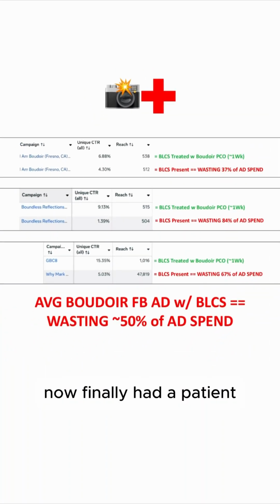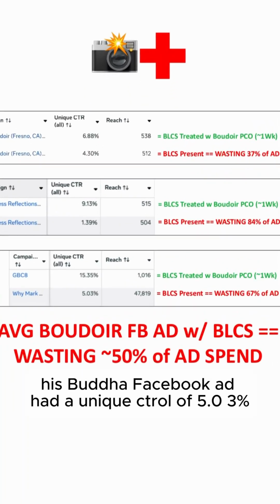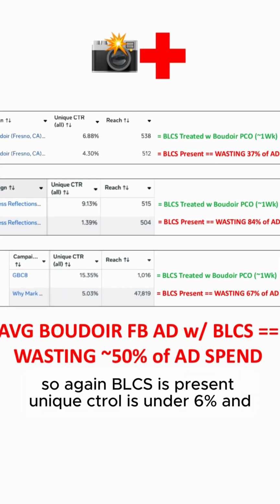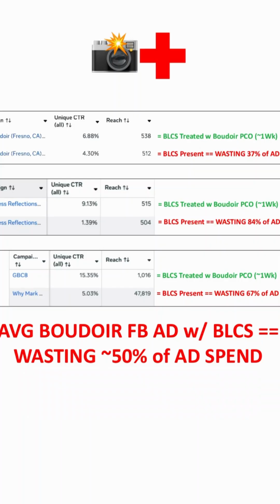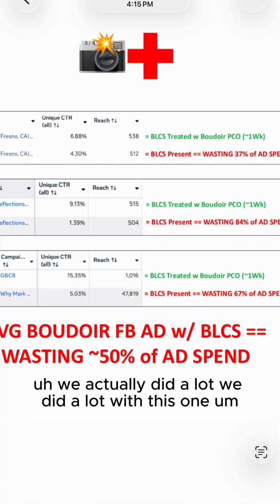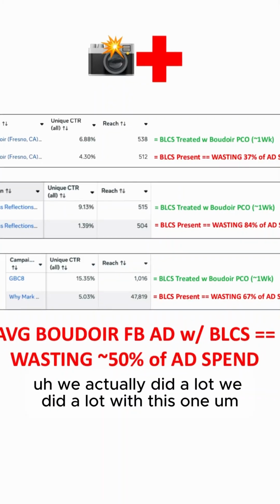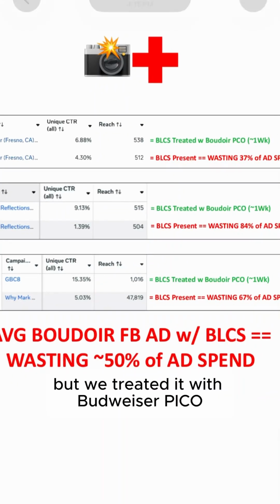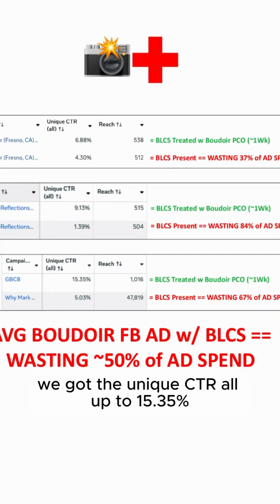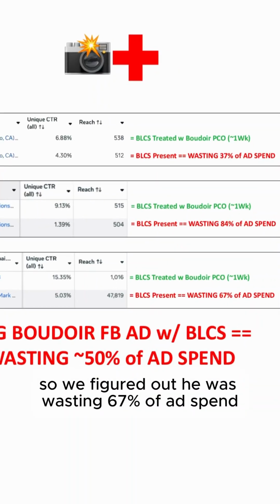Now finally, I had a patient whose Boudoir Facebook ad had a unique CTR all of 5.03%. So again, BLCS is present, unique CTR all is under 6%. We did a lot with this one, but we treated it with Boudoir Pico. It took about a week, and we got the unique CTR all up to 15.35%. So we figured out he was wasting 67% of ad spend.